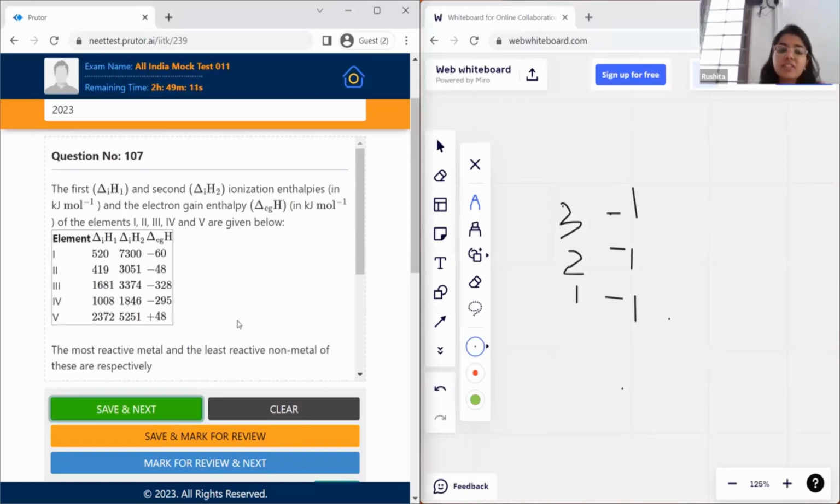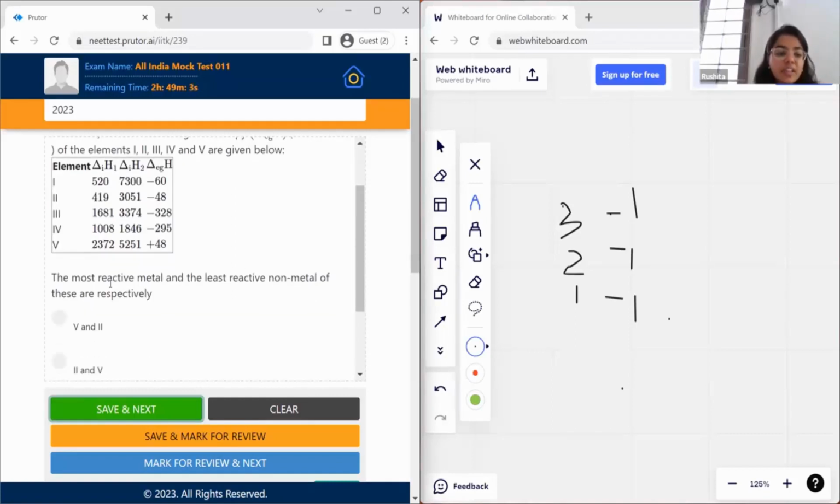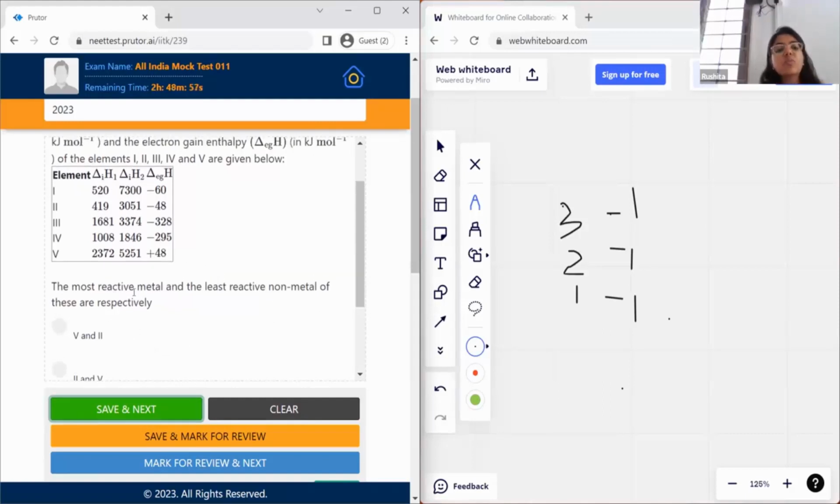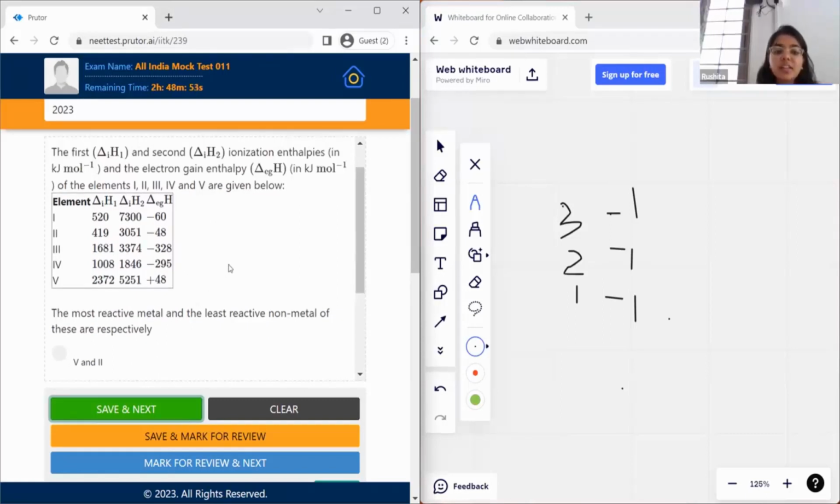This type of question is given in NCERT and exercise. This is the same type of question. So if you have solved it, you would know. So we need to find the most reactive metal and the least reactive non-metal out of the following. So the most reactive metal would be one whose ionization energy would be the least, so it can react most easily. So out of all these, 419 is the least.